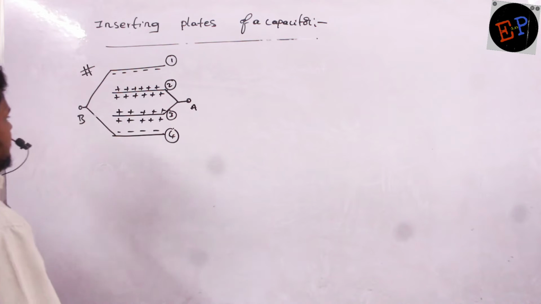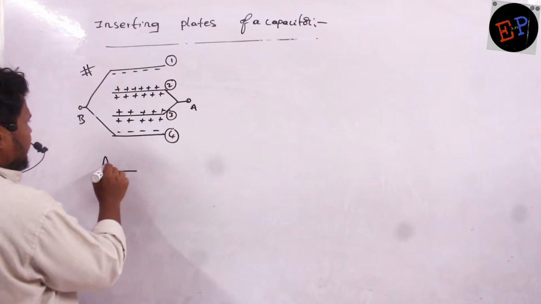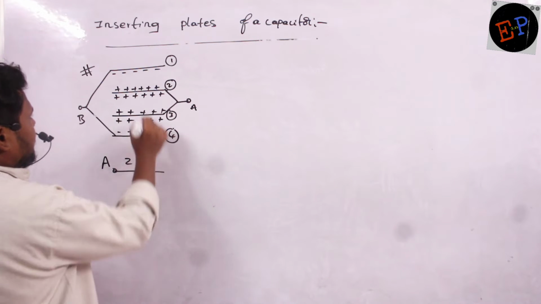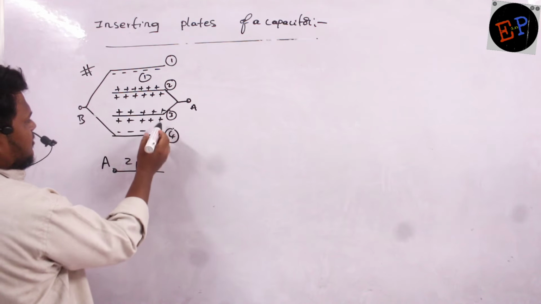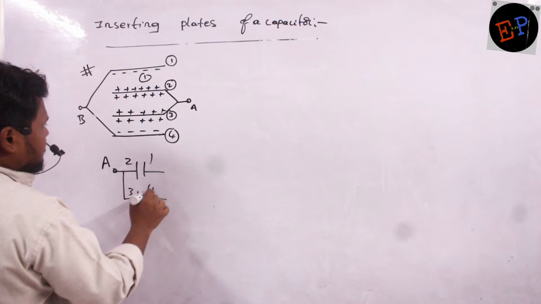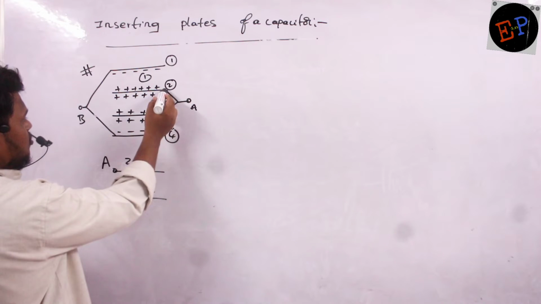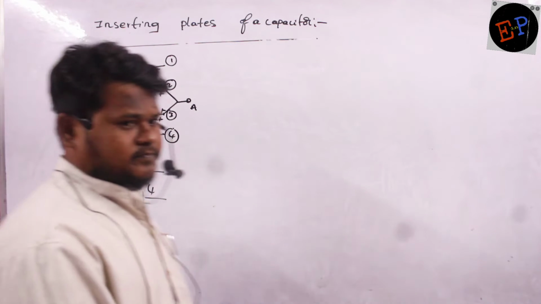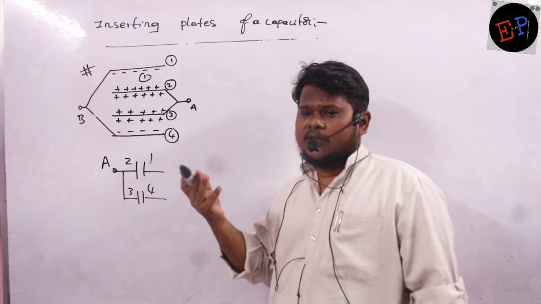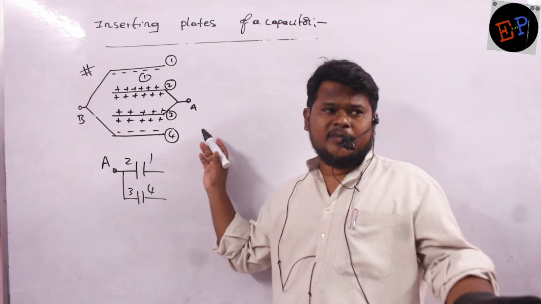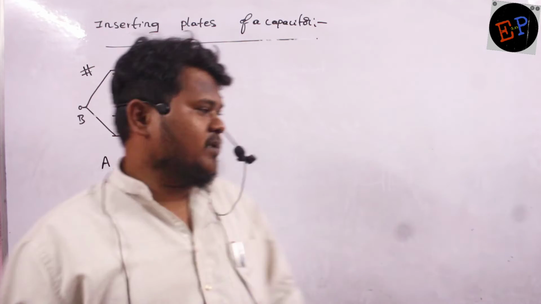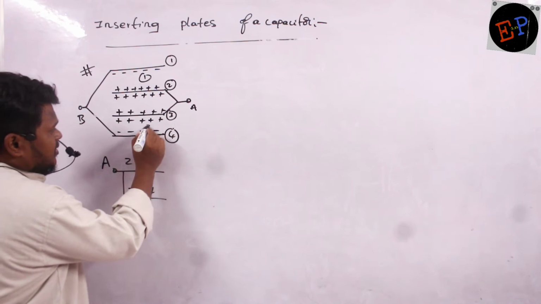Clear? So I will start from A. Starting from A, 2, 1 is one capacitor. 2, 1, first capacitor. And 3, 4 is one more capacitor. But 2 and 3 are connected to the same terminal. Are you able to understand? Plate number 2 and plate number 3, they are connected to what? Point A. Point A means same terminal. So definitely 2 and 3 must be parallel to each other. So this is my second capacitor.